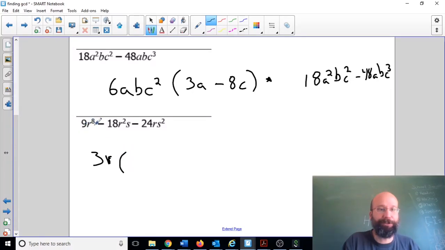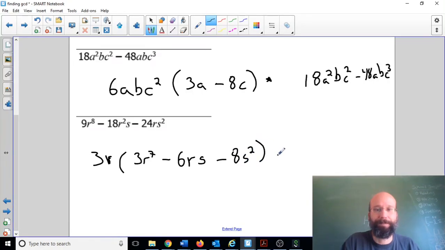And now we do our division. This is going to be 3R squared, this is going to be minus 6RS, and this is going to be minus 8S squared. And that would be our answer. We'll multiply to make sure. 9R cubed minus 18R squared S minus 24RS squared. That's what we have up here, the original problem, so we're good.